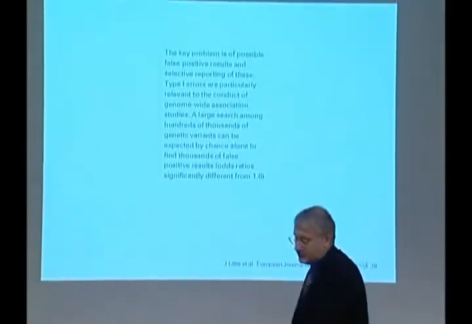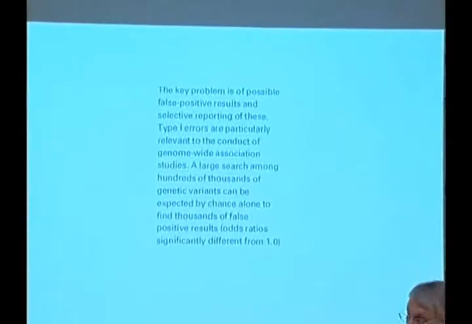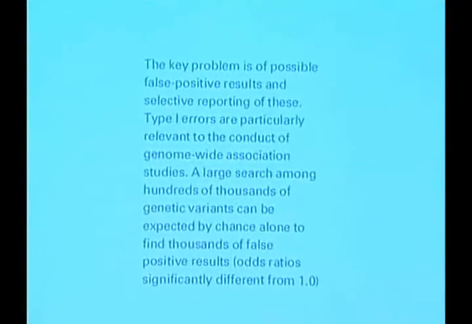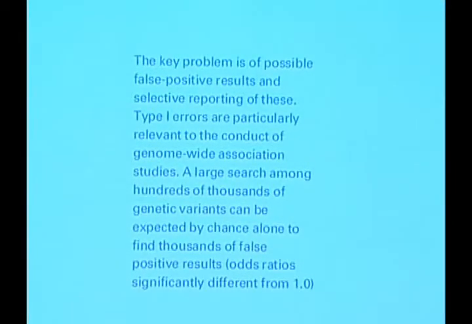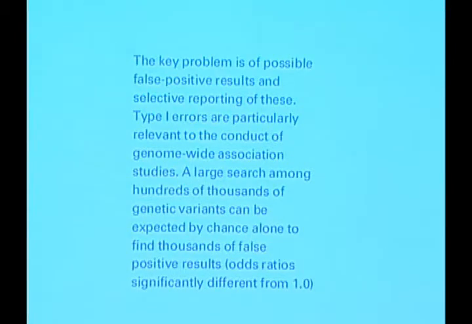So many of these concepts certainly do apply to genome-wide associations. Everybody recognizes you can have false positive results and selective reporting of these issues. So type 1 errors are particularly relevant to the conduct of genome-wide associations. When you're searching hundreds of thousands of genetic variants, you always have issues that could be by chance. You can find false positive results. You can do your Bonferroni corrections or whatever, but still you can get into issues.